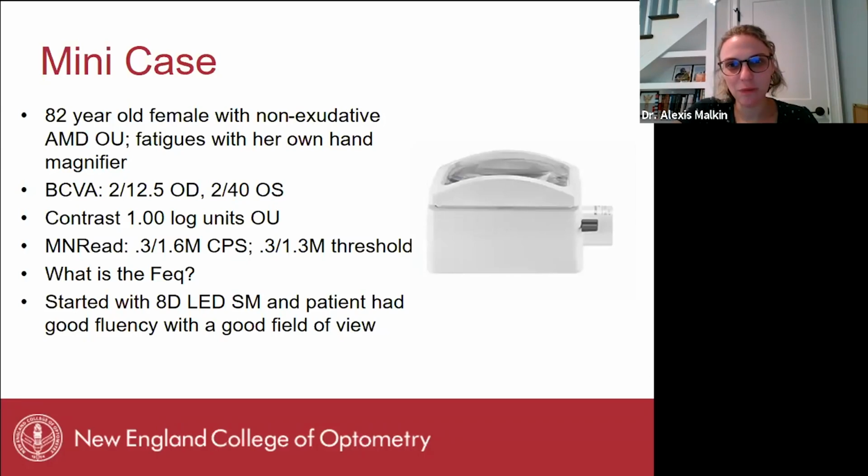And so we started with kind of the lowest power stand magnifier that we had. So 8 diopters is where those typically start. And this allowed her to get good fluency, reduce the fatigue of having to hold a hand magnifier, and she loved the field of view. And this is only part of the stand magnifier. It has an illumination source that connects in that you really need to use with it.